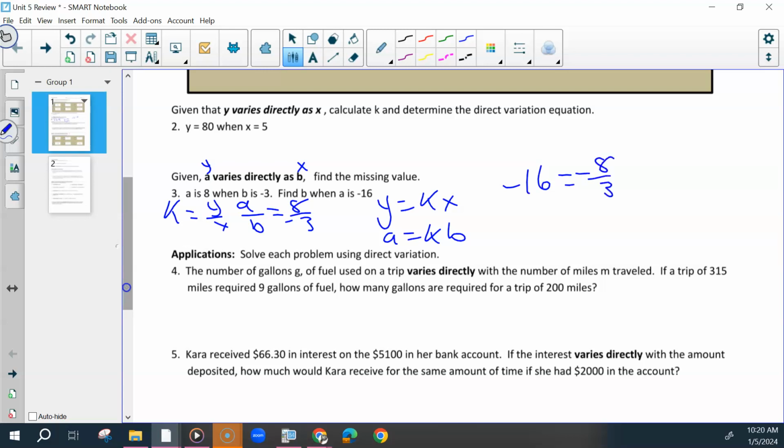Then to solve for b, we're going to take the fraction, flip it, and multiply it. So do that in your calculator. Negative 3 over 8, put it in as a fraction, times negative 16. Use your alpha y equals to put it in as a fraction. Positive 6. And that would be it.